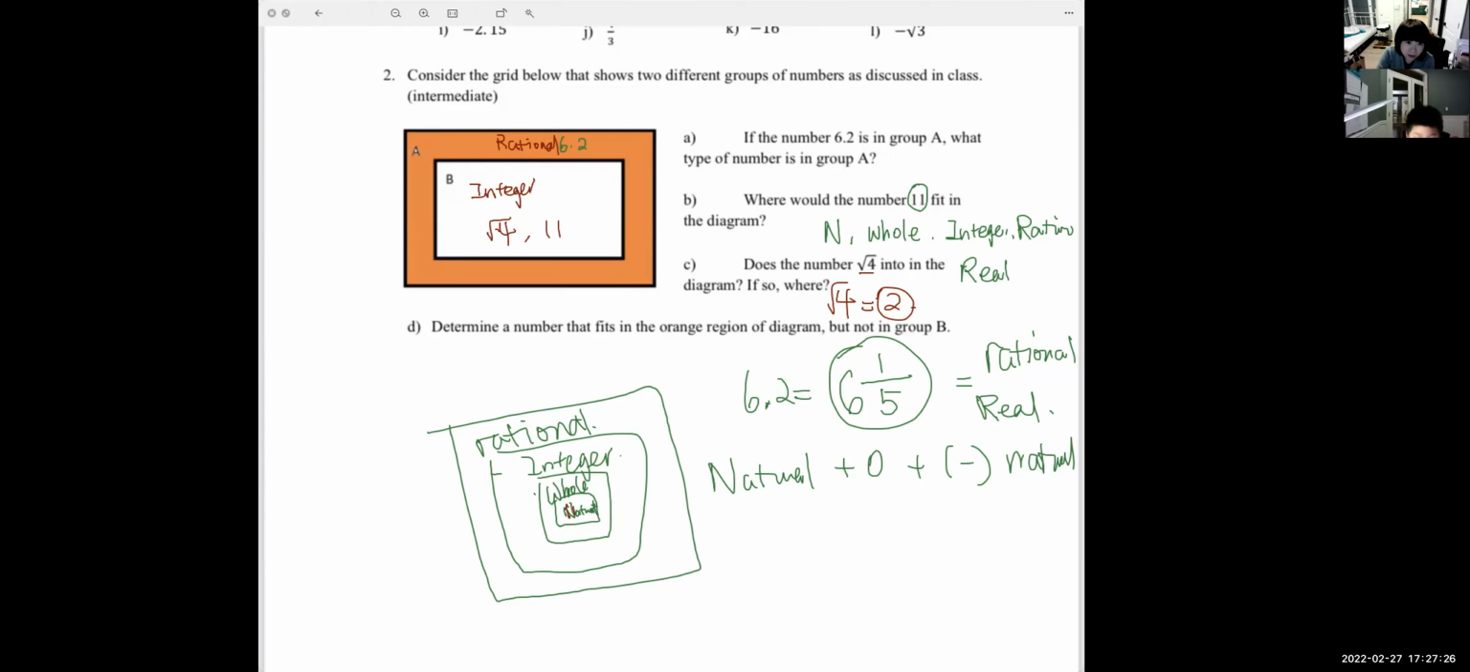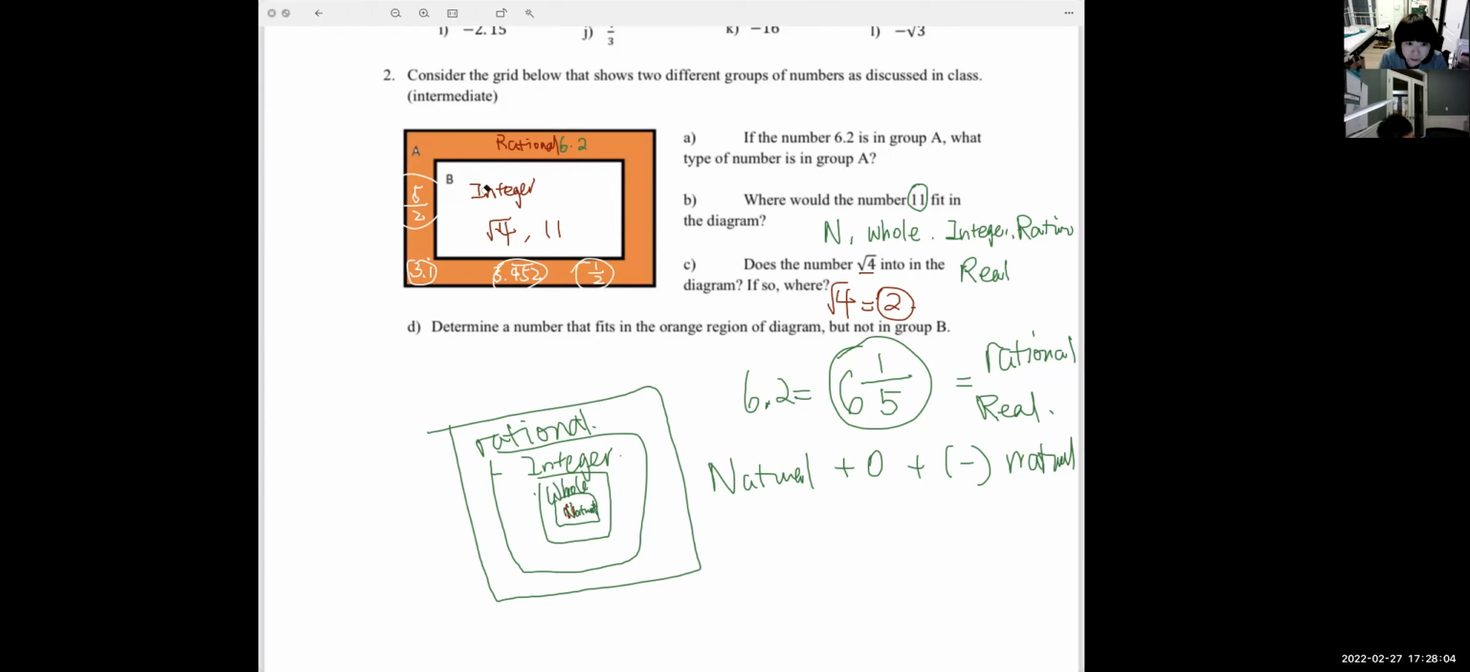Could you give me another number that fits A but not B? 5/2. Very good. Or we can say 3.1 repeating, correct? And 3.452 repeating, or we can say 1.5. As long as the number has something after the decimal point, it is a rational number, and it cannot fit in the integers. Correct?